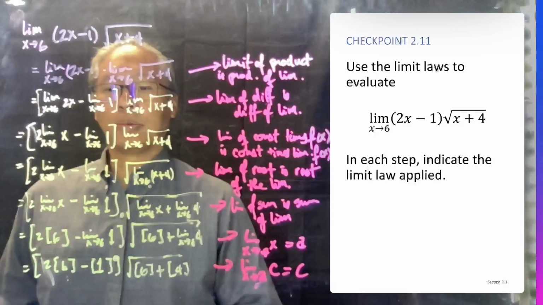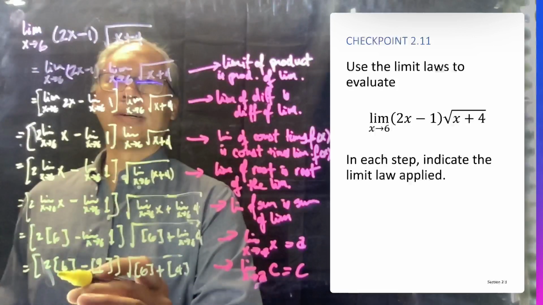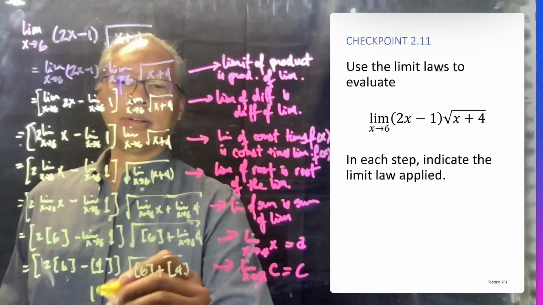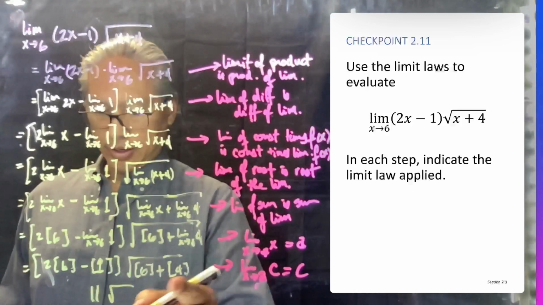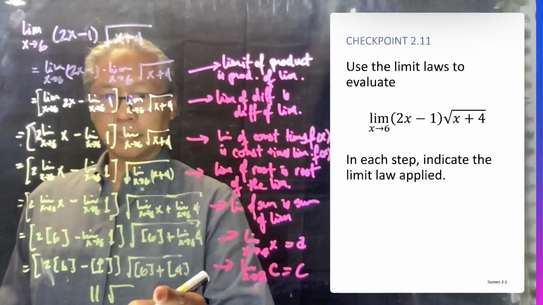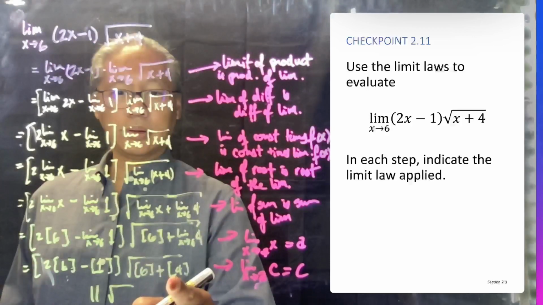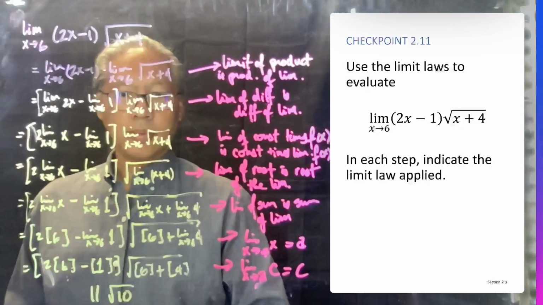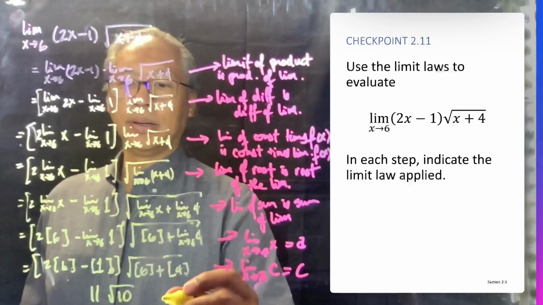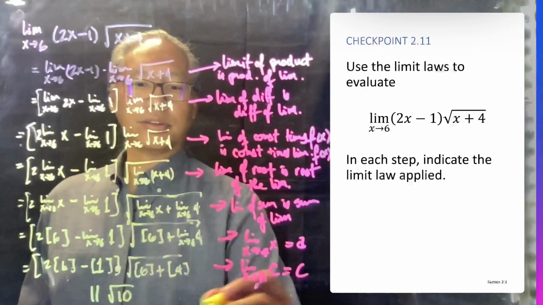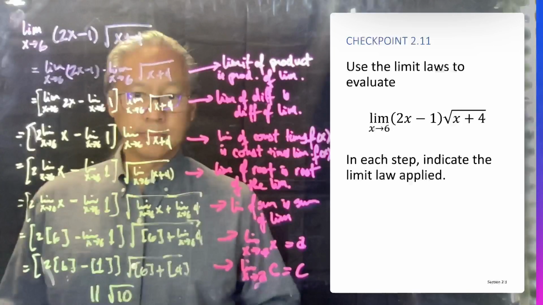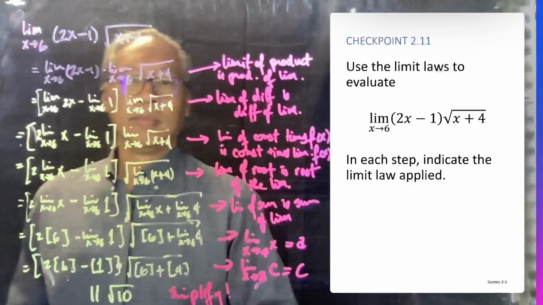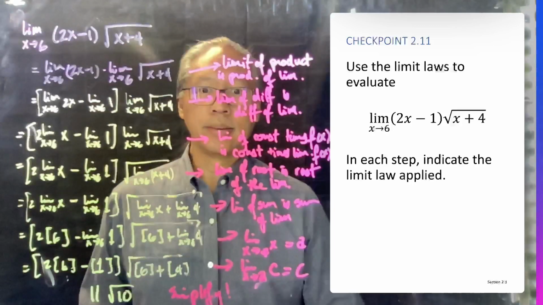And that's it. We just simplify. And we have this is 6 times 2 is 12. 12 minus 1 is 11. Square root of, and then this is going to be 6 plus 4 is 10. All right, so this is going to be 11 square root of 10, and that's just simplifying. All right, I think that's it. Good luck.